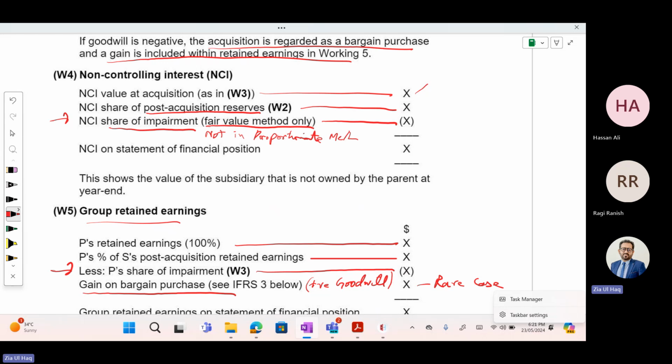In most questions, NCI is calculated on a fair value basis. This means for group's retained earning, what will the formula be? Parent retained earning add subsidiary profit share. Even if there is impairment, we don't need to deduct. Why? Because NCI is based on the fair value method. In case of fair value method, we need to deduct impairment. But in case of proportion method, we don't need to deduct. Shall we move forward? Yes.